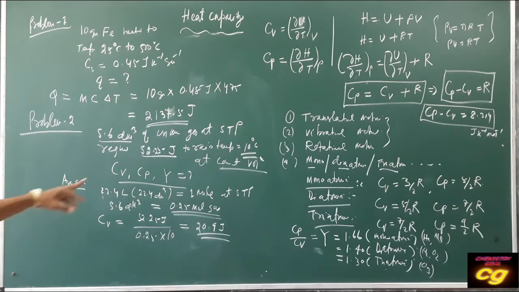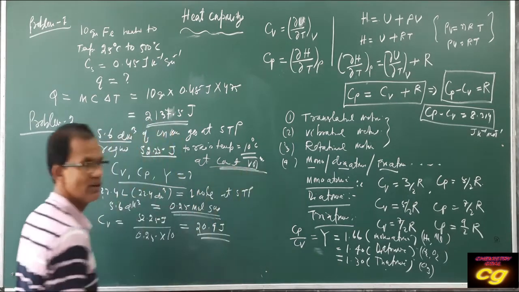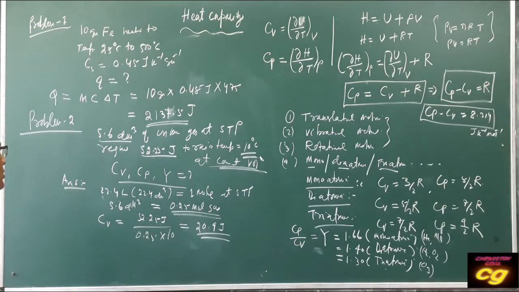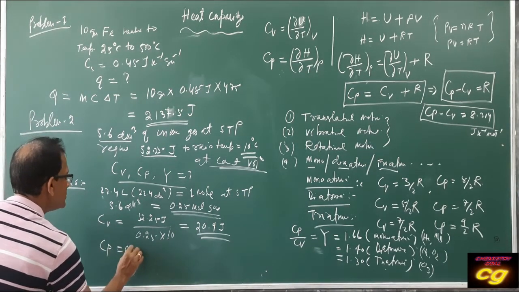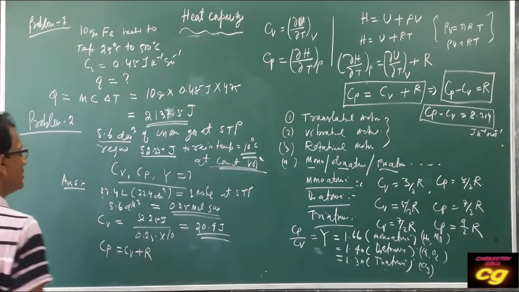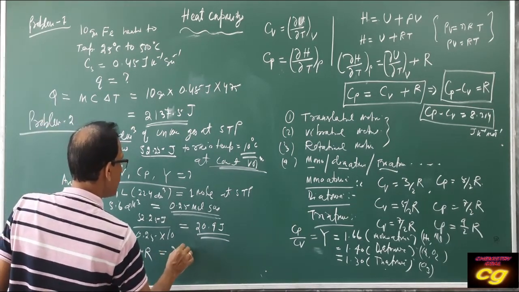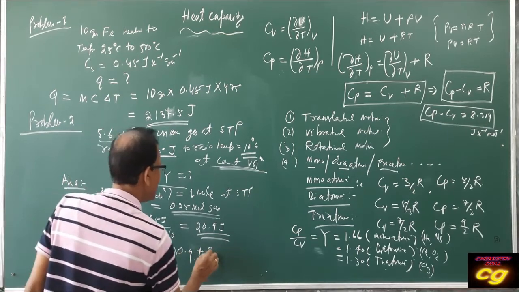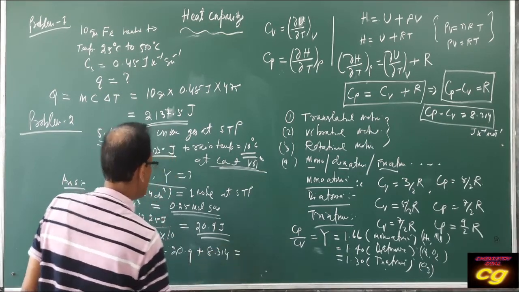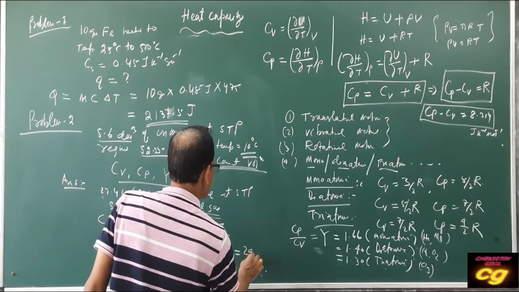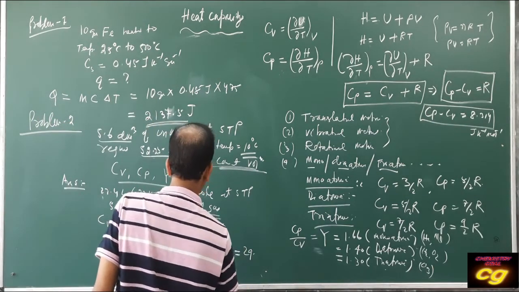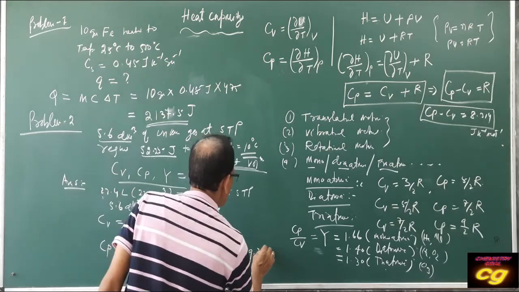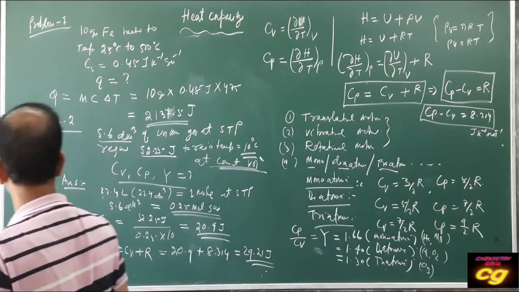We calculated this because the question gave the data at constant volume. If Cv is this much, what is the value of Cp? Cp is equal to Cv plus R. So Cv is 20.9 plus R, which is 8.314 joule. The answer is 29.21 joule. This is the value of Cp.